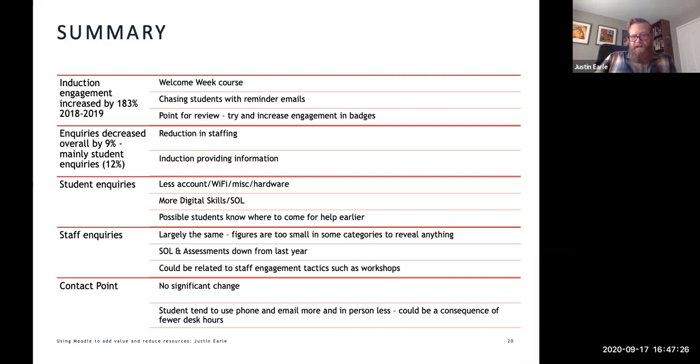Staff inquiries were largely the same. The figures, again, too small to reveal anything. Although Solent Online Learning and assessment queries were down. This could be related to staff engagement tactics such as workshops that we ran concurrently as well. In the contact point, as I mentioned, no real significant change. Students tend to use the phone and email more and in person less. It could also be a consequence of having fewer desk hours.